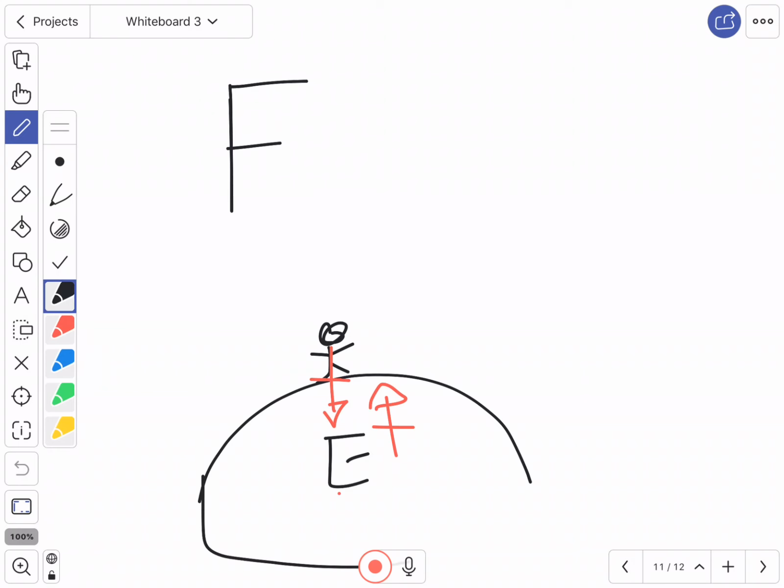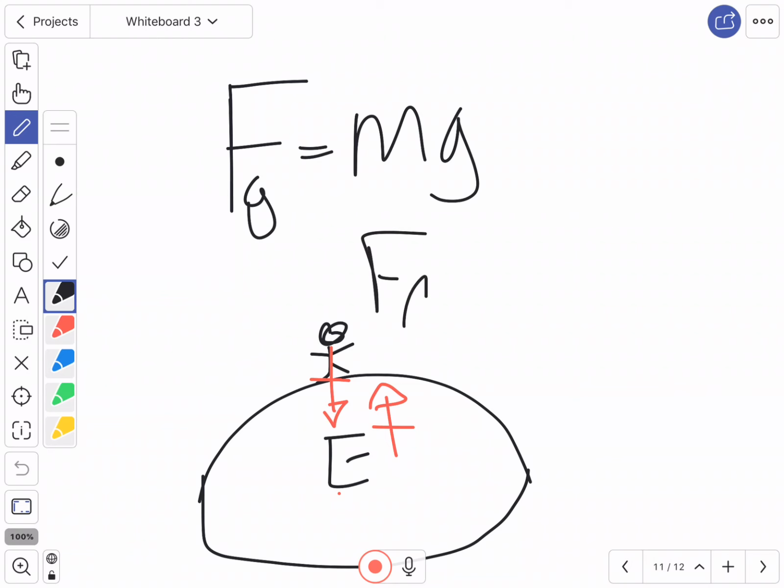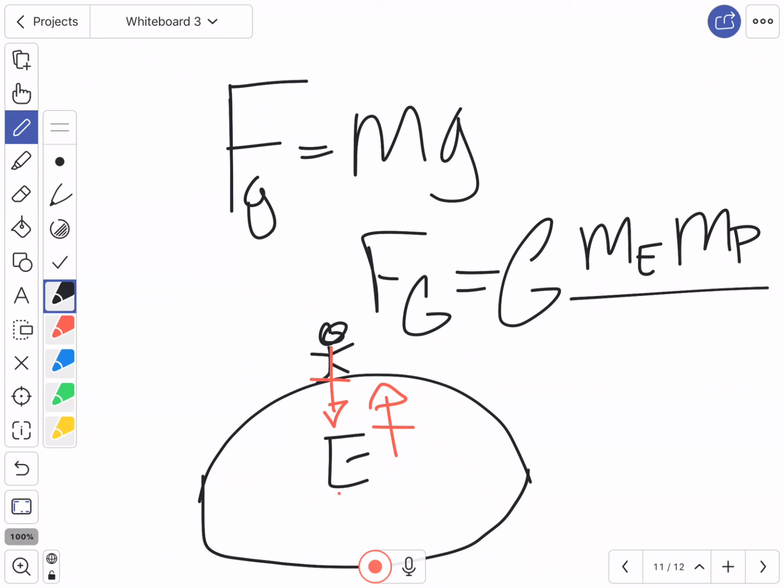Now, there's two ways you can solve it. You can solve it using Fg, which is just mass times little g, yes? We could also now solve it as Fg equals capital G, mass of the Earth, mass of the person, over the radial distance squared. And this is r, right? This is the radial distance of the Earth, so the radius of the Earth. Everybody cool with that?